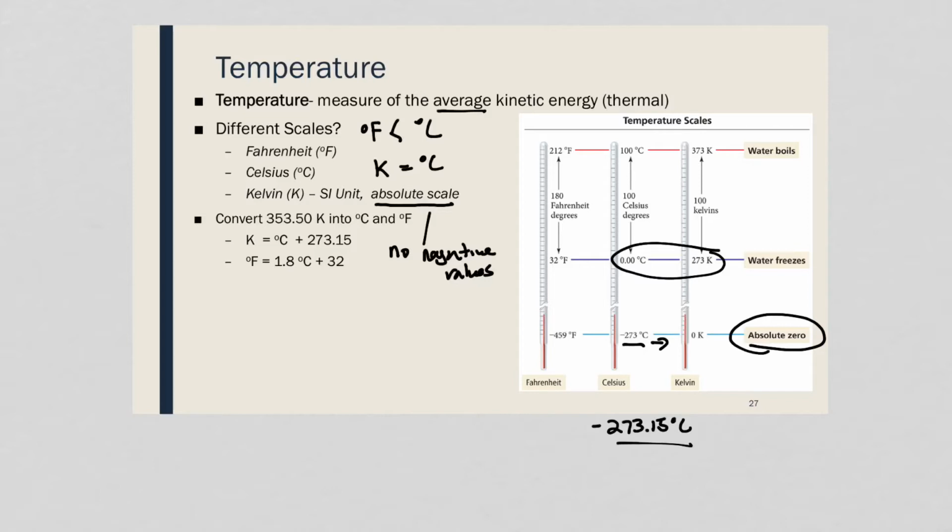So if we look at converting between Kelvin and Celsius, we can see it's a very straightforward conversion. My temperature on the Kelvin scale is simply going to be my temperature on the Celsius scale plus this 273.15. So if I want to convert 353.50 Kelvin into Celsius, and then we'll do it to Fahrenheit here, this is what I need to do.